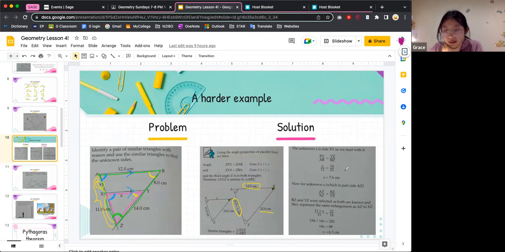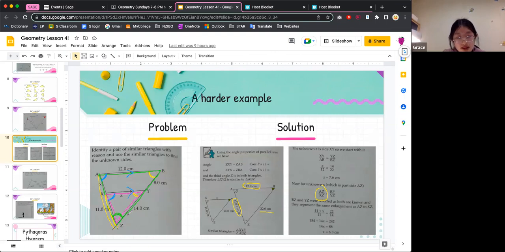So we've got the side AZ and XZ. It's getting a bit messy. I'll just rub out some stuff. Okay, so we've got the side AZ and XZ. So XZ is this one here. And they're equivalent to each other, so we put them in a ratio with each other.